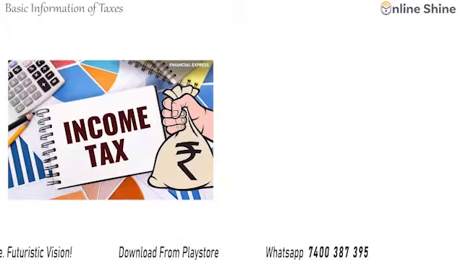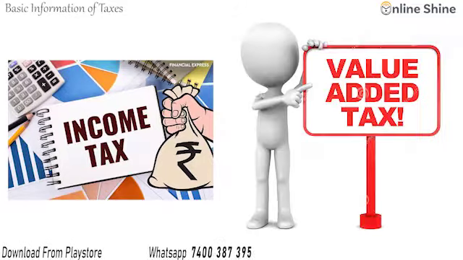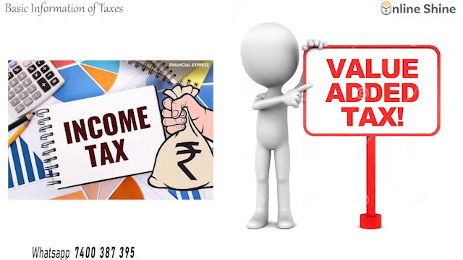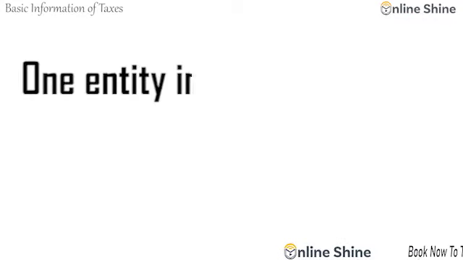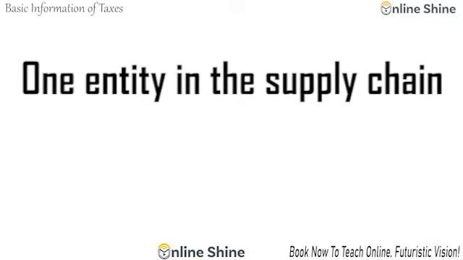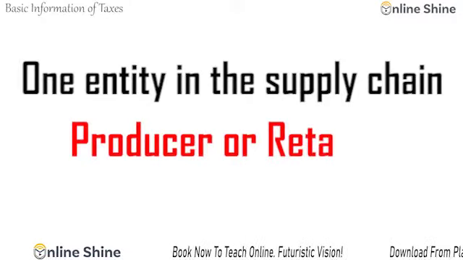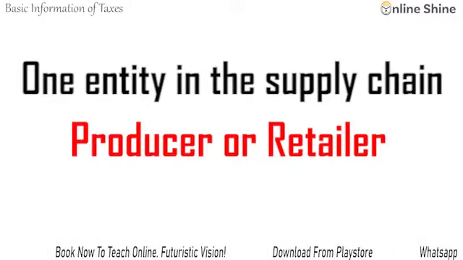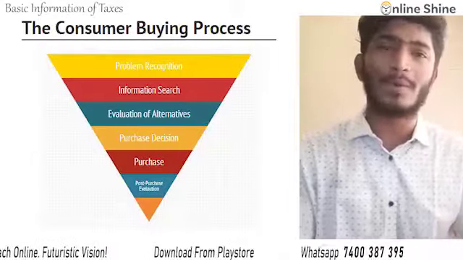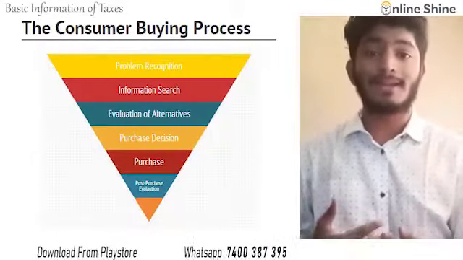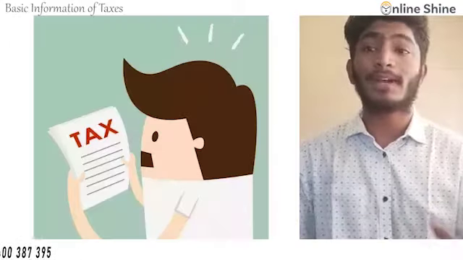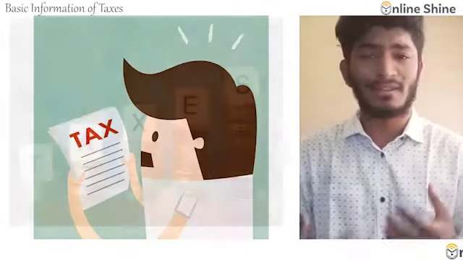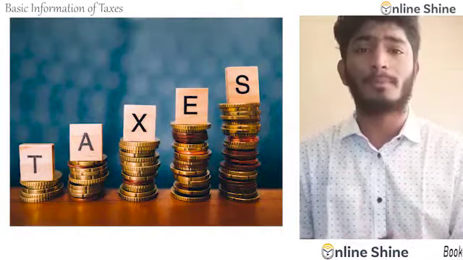Income tax is a direct tax, while value added tax, that is VAT, is an indirect tax. An indirect tax is collected by one entity in the supply chain, usually a producer or retailer, and paid to the government, but it is passed on to a consumer as part of the purchase price of a good or service. The consumer is ultimately paying the tax by paying more for the product.